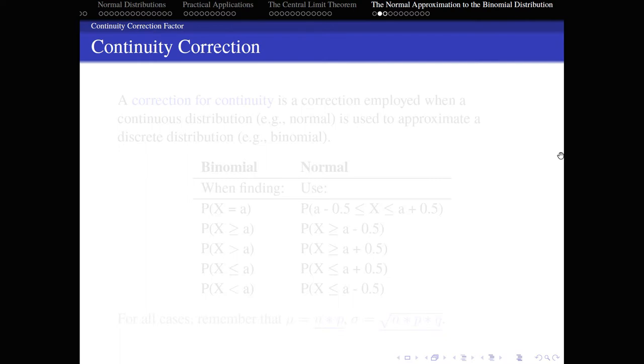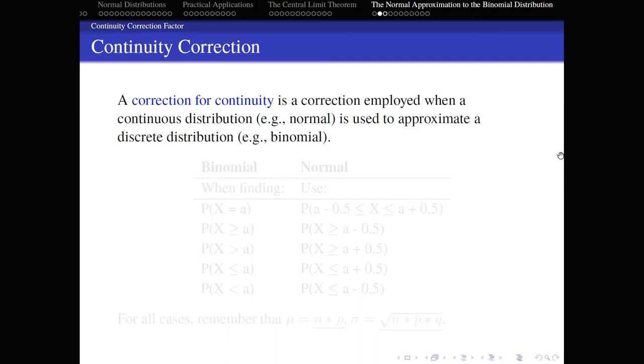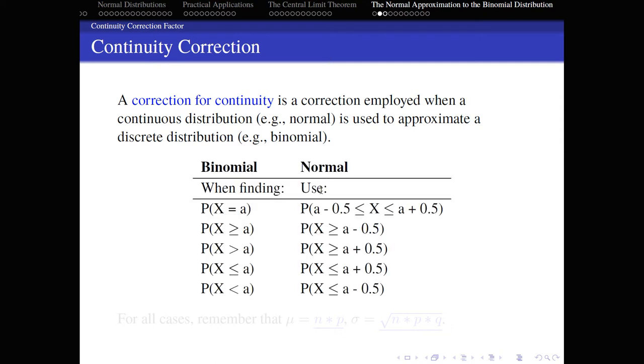The problem is continuity. The binomial is a discrete distribution, remember, that was covered in the discrete probability distributions, and the normal is a continuous distribution. So we have to correct for the fact that we're going from a continuous distribution to a discrete distribution, and this is called a continuity correction. Now the continuity correction is going to look really cumbersome, but I promise it makes sense, so stick with me a bit and try to pay as much attention as you can.